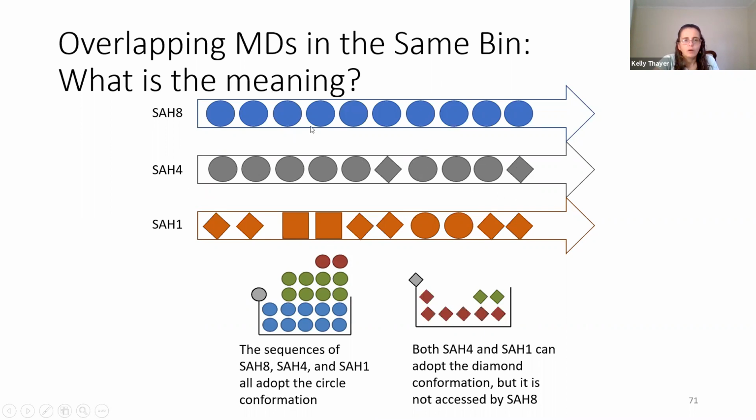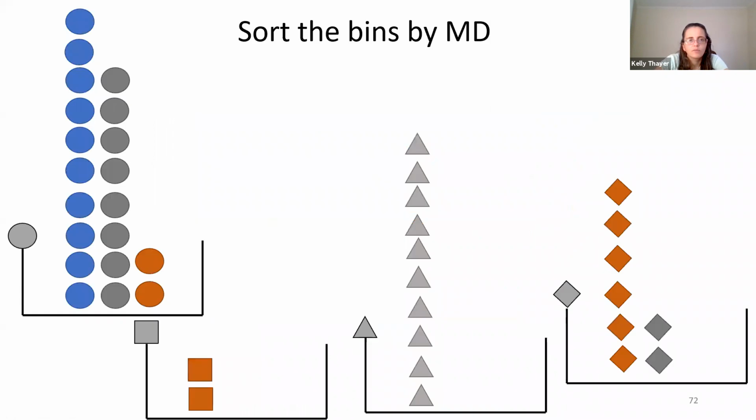When we have an overlap, it means that the conformation is shared between the different simulations. It didn't matter that these snapshots came from a different MD. This is just a conformation that it's able to access. The sequences of SAH8, SAH4, and SAH1 all have the ability to adopt the circle conformation, whereas SAH4 and SAH1 have the ability to be in the diamond conformation, but it's not accessed by SAH8.